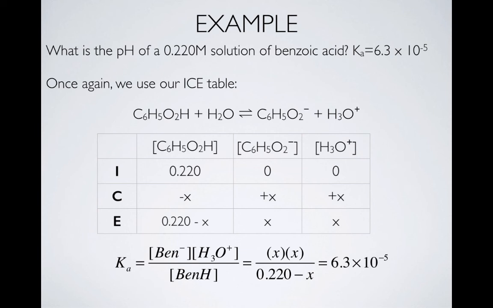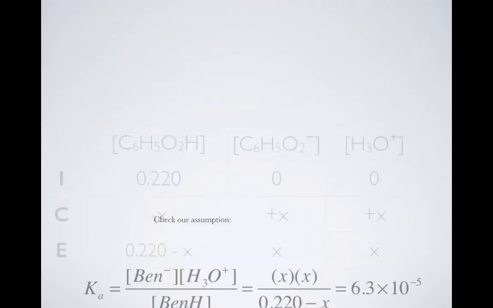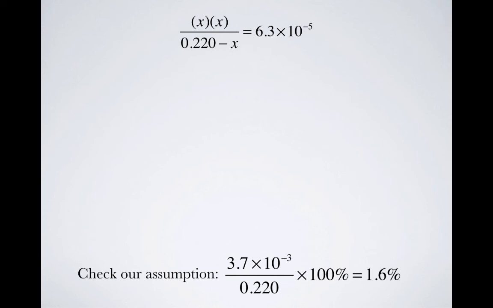So we know our equilibrium concentrations of all those species. We don't know the values, but we do have them in terms of a variable. So our benzoate ion is X, our hydronium ion is X, and our benzoic acid is 0.220 minus X. That's equal to 6.3 times 10 to the minus 5. So we've got X times X over 0.220 minus X is equal to 6.3 times 10 to the minus 5.